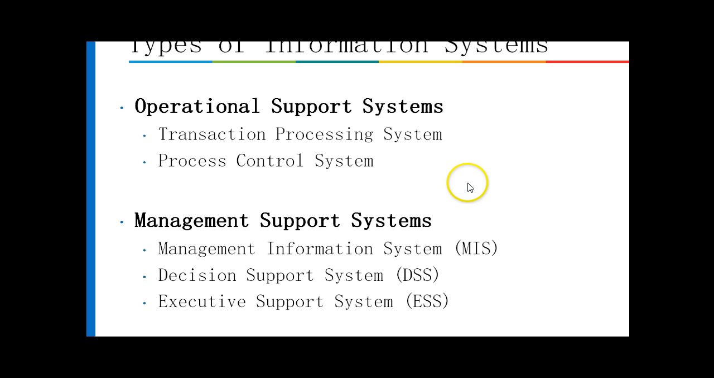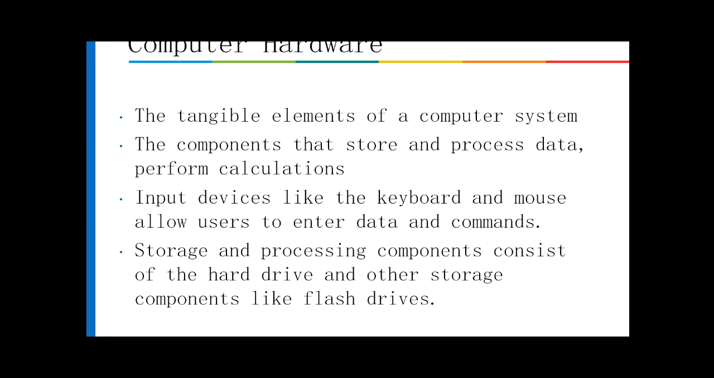Types of information systems: operational support systems and management support systems, transaction processing and process control. That's really going to be a software kind of thing, wouldn't you think? And then management support is the MIS or the decision support or the executive support. These top level things are important to know, but we really care about details, don't you?